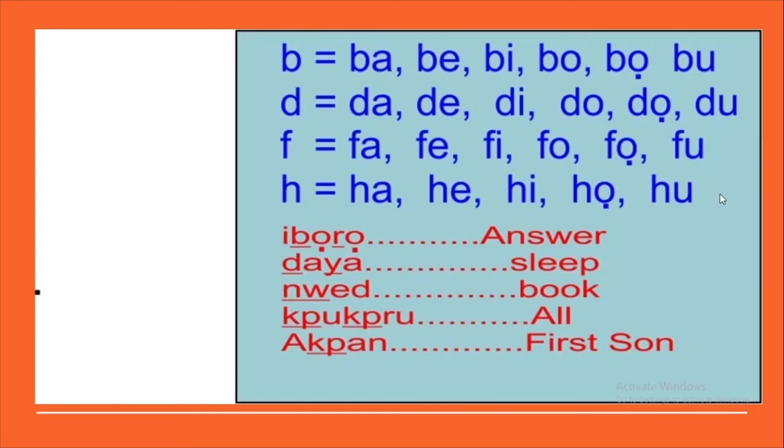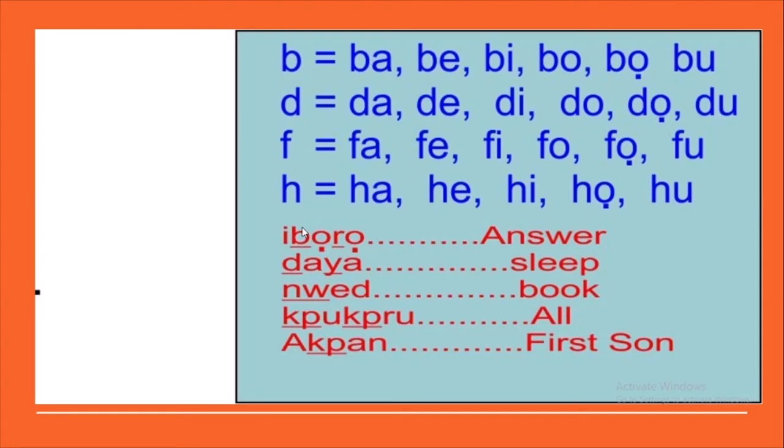So this is how it works: when you use a consonant sound and a vowel sound together, it will give you a word. Vowel sounds and consonant sounds are used together to give you a word, and it helps in your pronunciation. So when you see a vowel and a consonant, you should be able to add them together and be able to pronounce. Now let's look at a few words here.